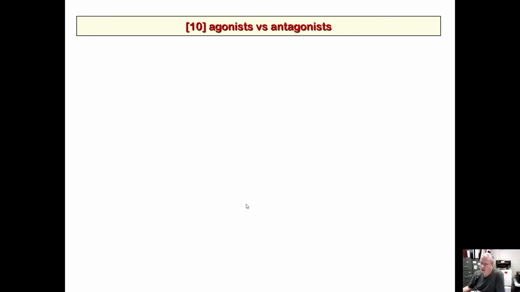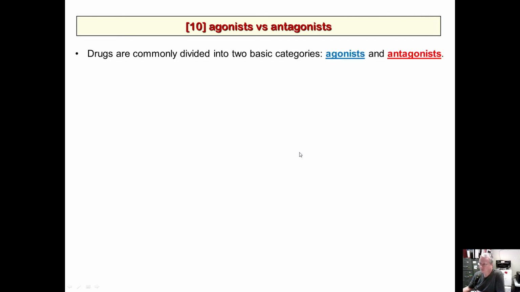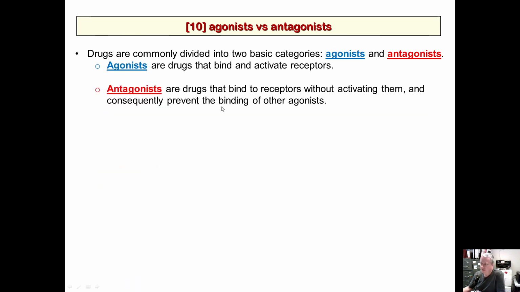Okay, so what are these words, agonist and antagonist, that we've seen before? There's kind of two categories, agonists and antagonists. Agonists are drugs that bind and activate receptors. You know that by now. Antagonists bind without activating them, and they consequently prevent binding of other agonists. So that's a way to shut down a receptor or shut down a response.